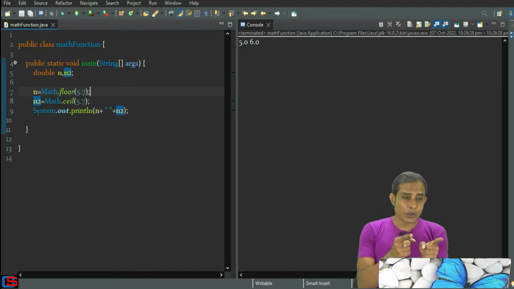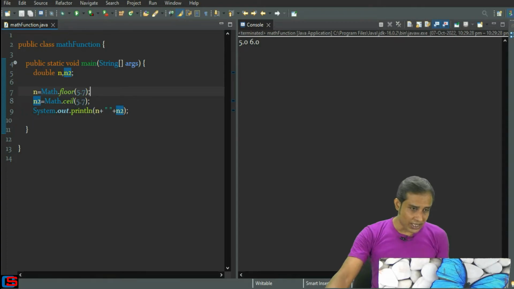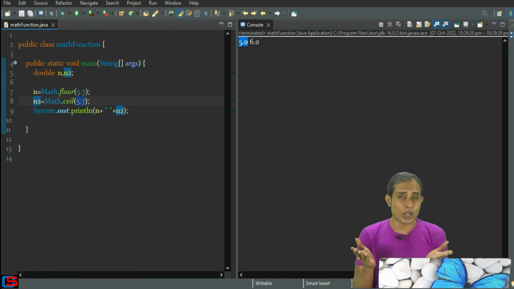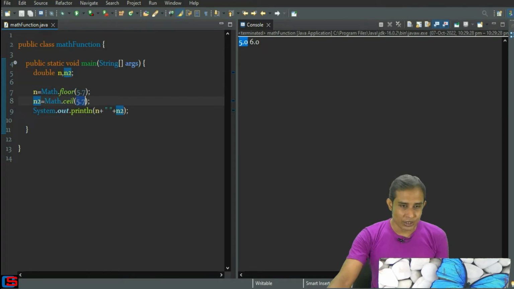So if I round off 5.7 using the floor function, the two available integer values are 5 and 6, but it never returns the higher value, and that's why it returns 5.0 here. But in the case of the ceil function, when it rounds off the value, there are also two options, one is 5 and the other is 6, but it never returns the lesser value than the number provided by the user. Rather, it returns the higher value. So it returns 6 here, okay.